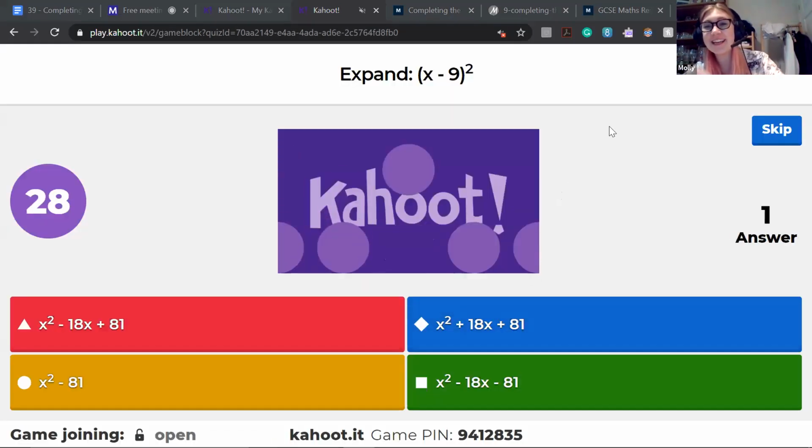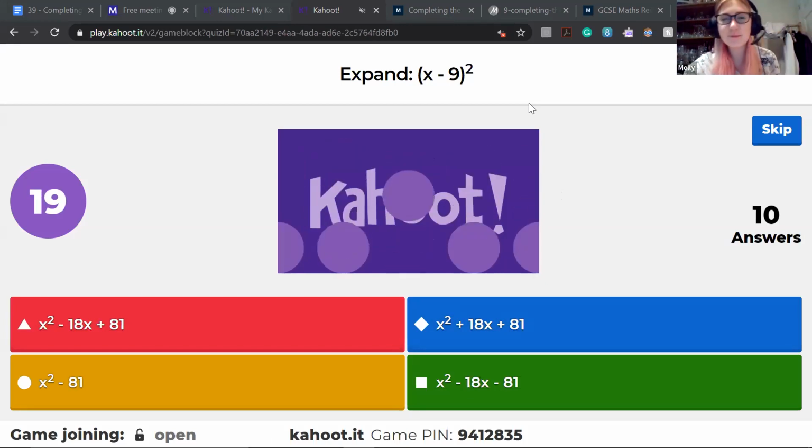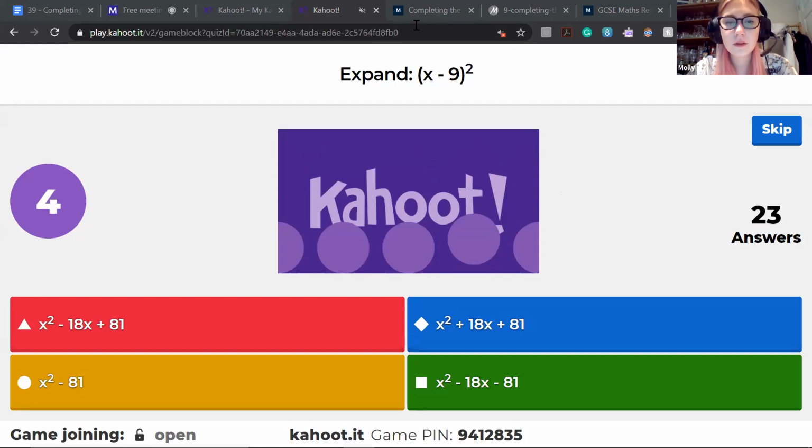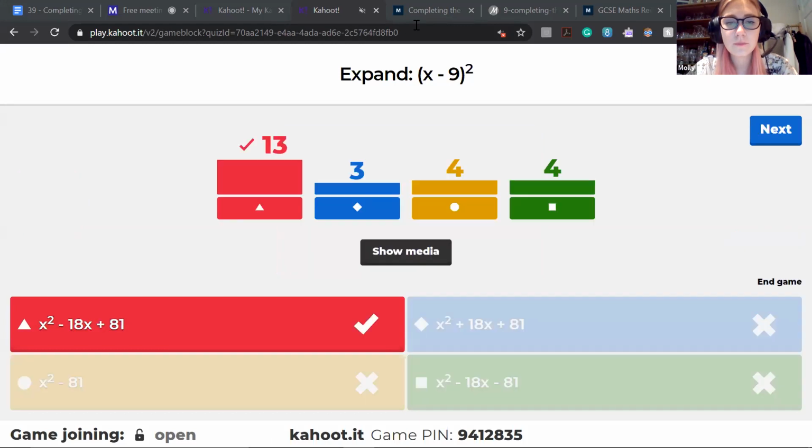Okay, so this is to get us into it, expanding a squared quadratic. We know now that this is what we need to do as part of completing the square. So give it a go. Brilliant, loads of people getting that. So we get an x squared and minus 18x, and then a plus 81, because it's minus 9 times minus 9, so it becomes a positive.